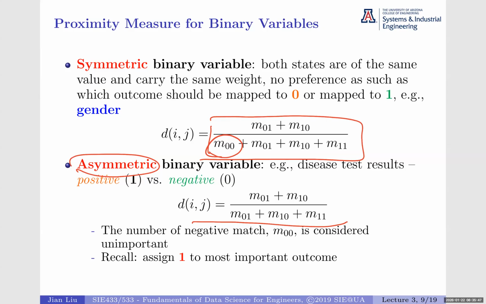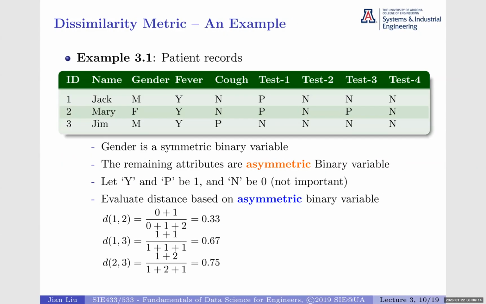And in data science, people almost always assign 1 to some result for the binary result, to results that are more important, like positive, right, passing a certain exam, getting approved for some application, and so forth. So those more important outcomes are assigned a value of 1. Then let's look at this example. So here we have 3 patients.